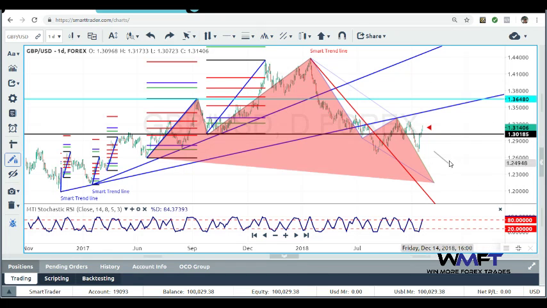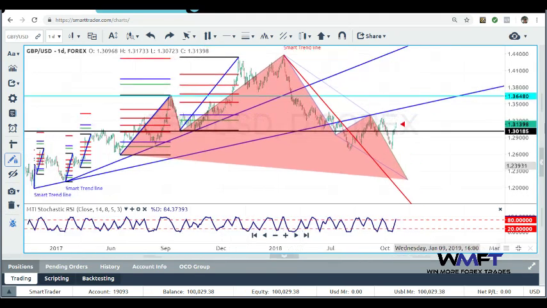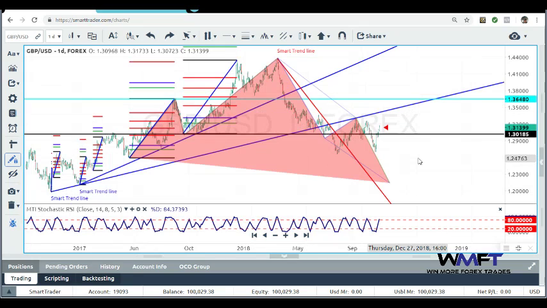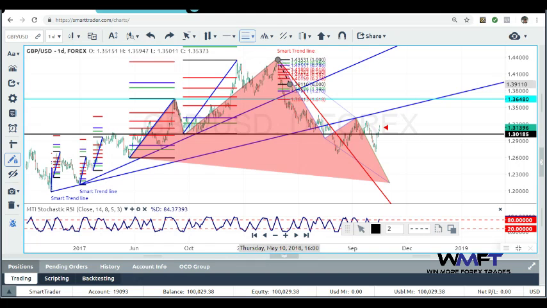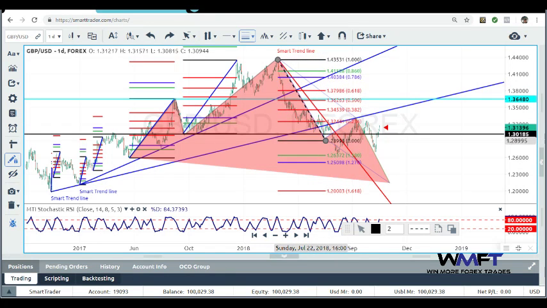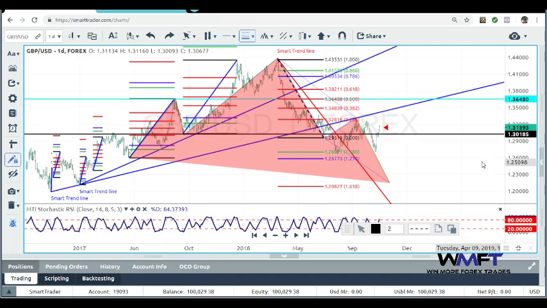Reset tools, and let's get rid of that. Alright, that would be our crown formation. That is a bear crown. So we are looking to start selling this market, but this downtrend line has been broken. Let's bring in a Fibonacci here on the crown.